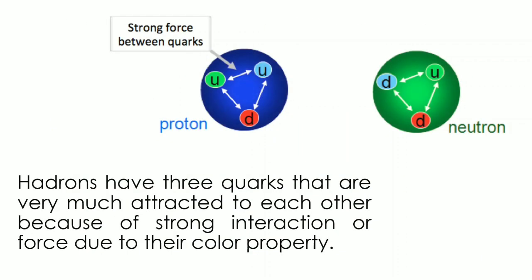Hadrons have 3 quarks that are very much attracted to each other because of strong interaction or force due to their color property. There is an exchange of particles going on between these quarks, which are known as gluons. Based on the exchange of gluons between these quarks, it leads to the creation of very strong forces. This strong interaction holds these quarks together inside the hadron particle.